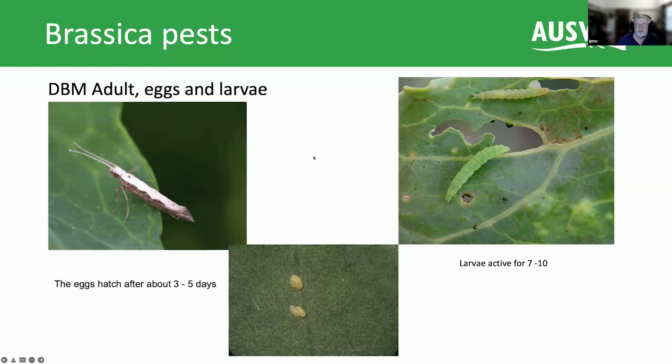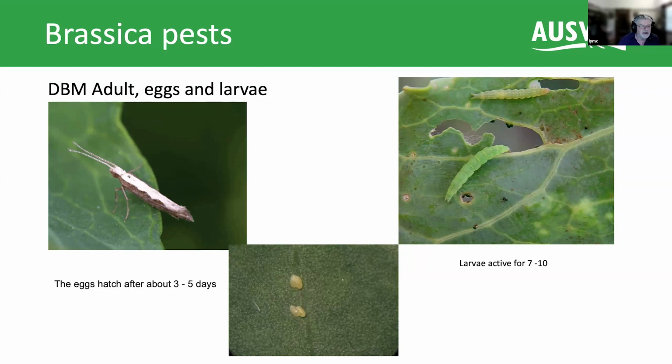So as part of that monitoring and being able to identify different life stages of insects, I've got some examples of some key problem pests that we deal with to show you. This is diamondback moth, the key pest probably in most brassicas.